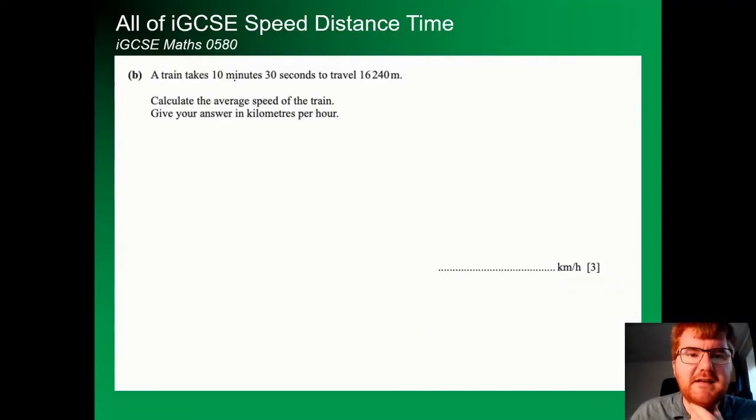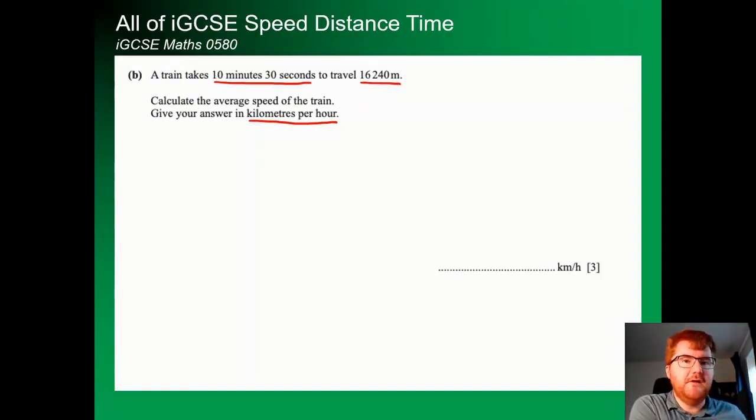And the second part of the question is not really related to what we've seen so far, which is a train takes 10 minutes and 30 seconds to travel 16,240 meters. Notice the units here, seconds and meters, and we want the average speed of the train in kilometers per hour. I've said sometimes they want you to transfer between meters per second and kilometers per hour.